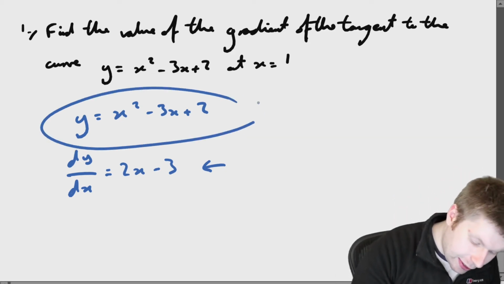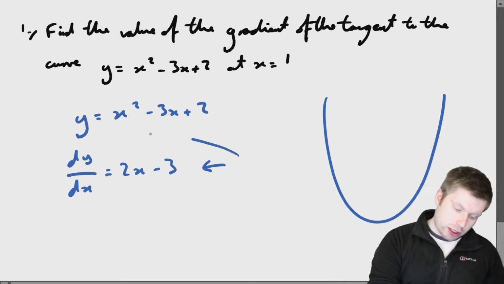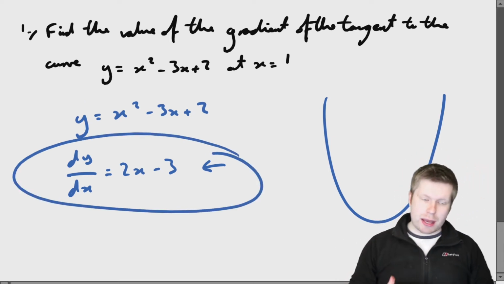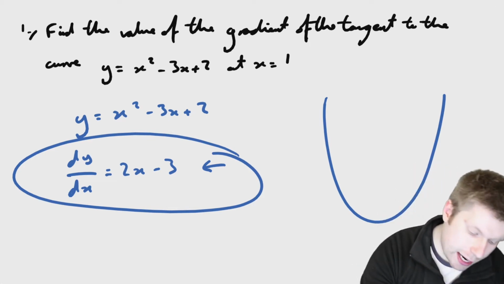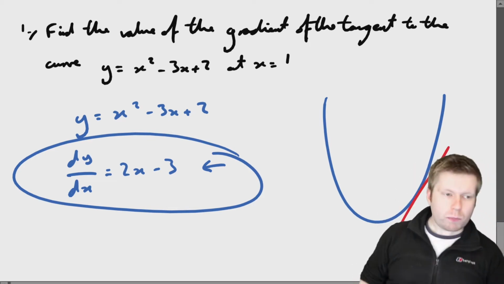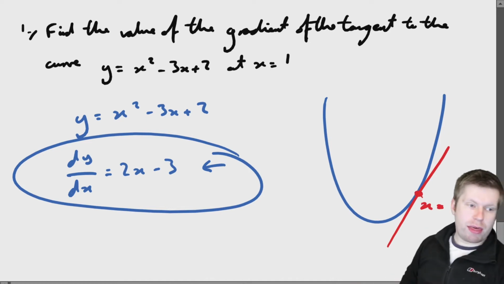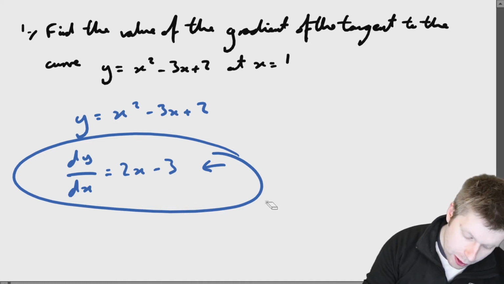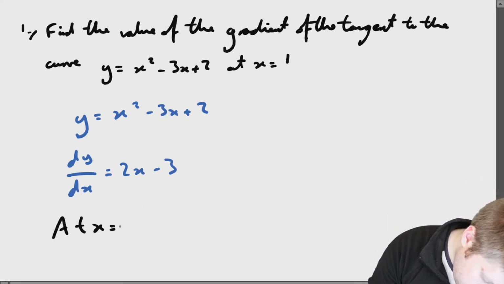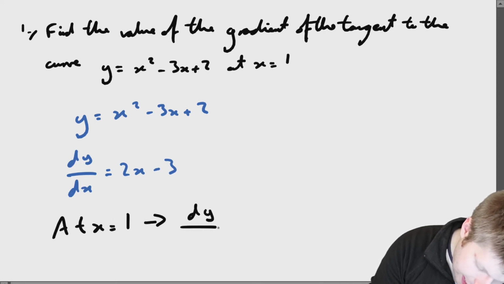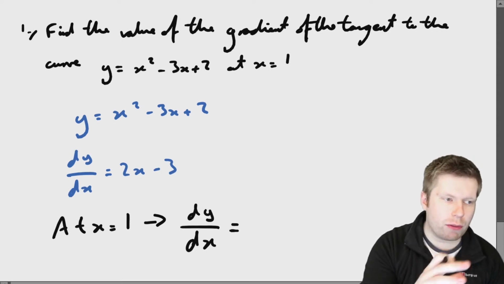It's a function which will give me the gradient of the tangent at whatever point I'm interested in. In other words, if I take this curve, which will look something like this, this function says to me, you tell me the point you're after, and I will tell you the value of the gradient of the tangent. We want the point x equals 1, so we want the gradient of the tangent at that point there. All I need to do is stick x equals 1 into my dy by dx gradient function, and I should be given the value of the gradient at x equals 1.